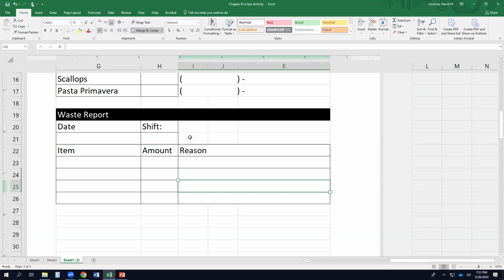And while you're filling out that waste report, each one of these items that are wasted cost money. There's a certain dollar amount for that recipe of 1 gallon of primavera sauce. There's a certain dollar amount for the 2 cups of beurre blanc sauce. Each one of those things cost us money.